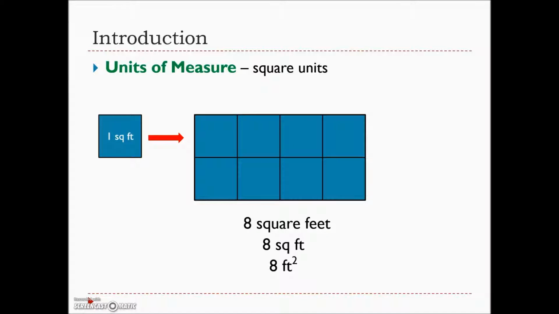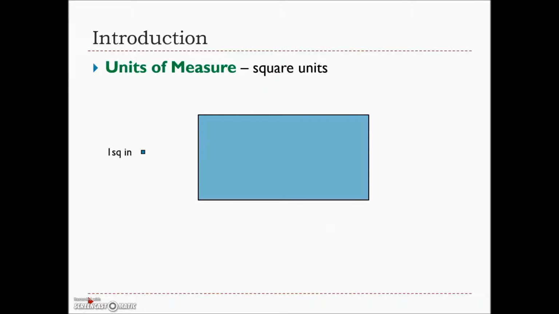Because each side of this square has a length of 1 foot, it's called a 1 square foot. The diagram shows we ended up with 8 squares fitting inside this rectangle. Therefore, the area of this rectangle is 8 square feet.